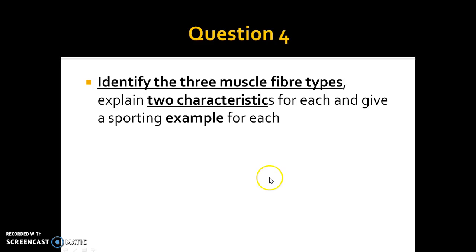Moving on, next question. Question 4. Identify the 3 muscle fibre types, explain 2 characteristics for each, and give a sporting example. Key things we need to know: 3 muscle fibres, 2 characteristics, an example for each. So I'm hoping you know the 3 fibres. Then we need the 2 characteristics at least. So how do we remember those? So if you're struggling now, if you feel you can answer it, just pause it and answer it. If you can't, look at the memory method.